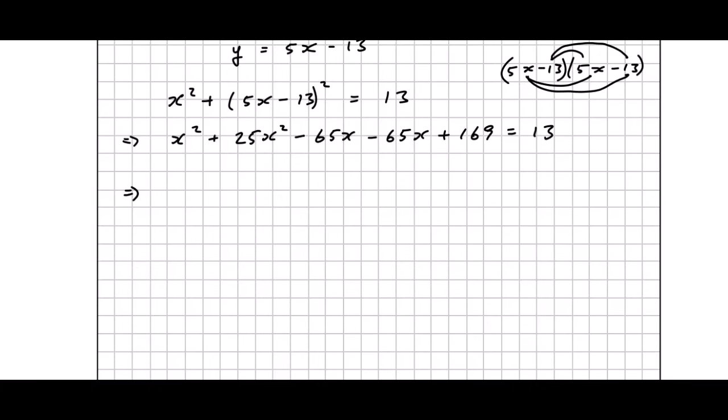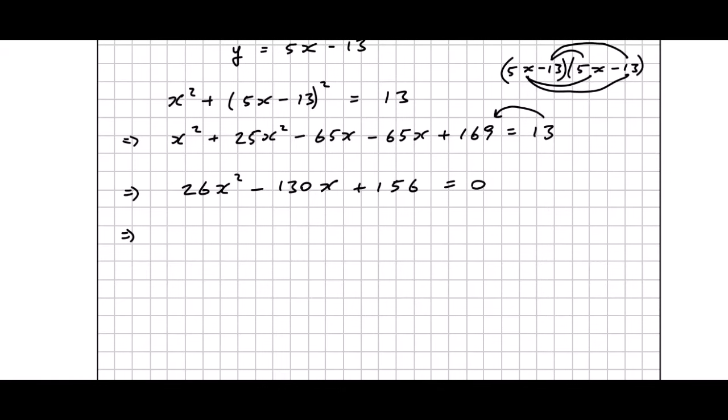Okay, here we've got x squared plus 25x squared, that's 26x squared. Minus 65 minus 65, that's minus 130x. Now you've got plus 169 minus 13, that's plus 156, and that's equal to 0. So all I've done is I brought that over here. So 169 minus 13 gives you 156.